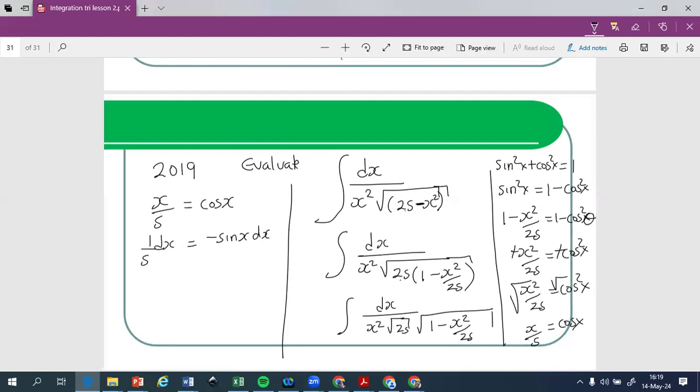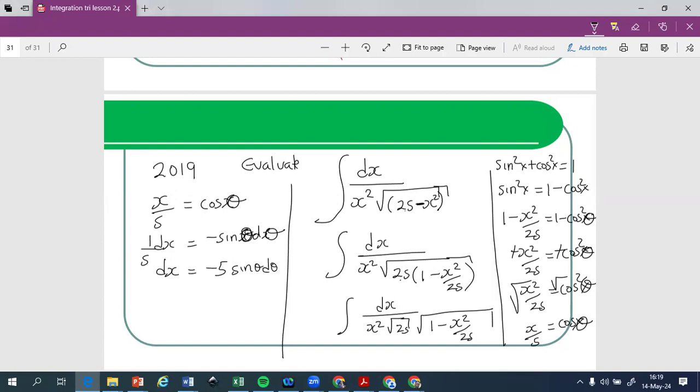Sorry, this is supposed to be theta. This is theta, this is supposed to be theta everywhere. Sorry. Now, to get your dx, you say dx is equal to negative 5 sine of theta d theta.